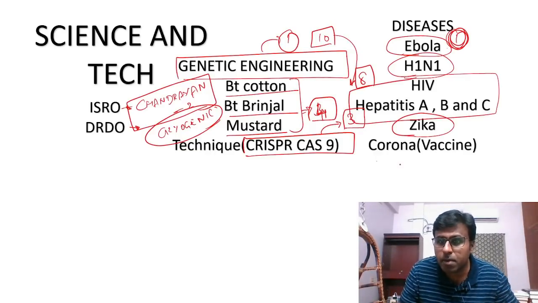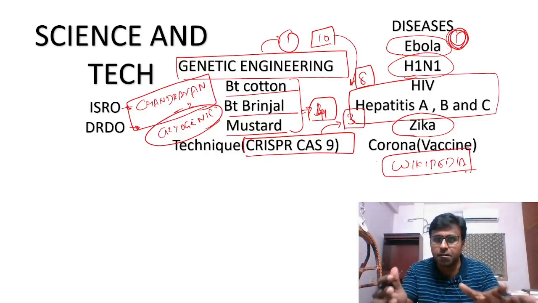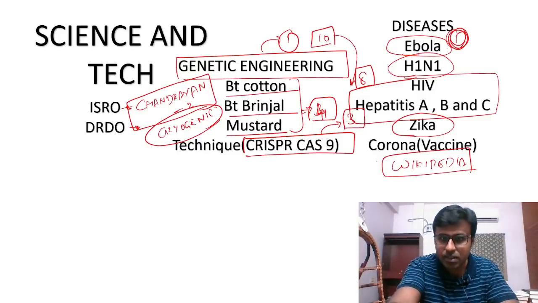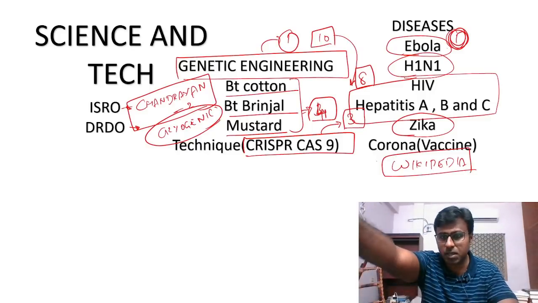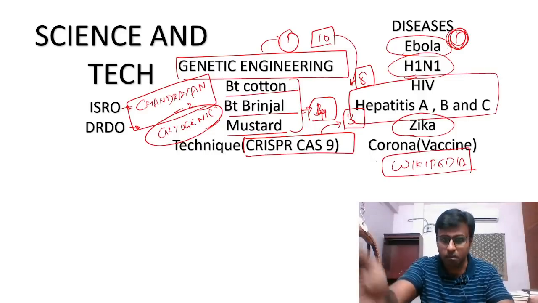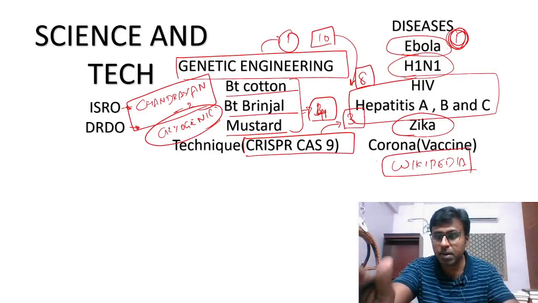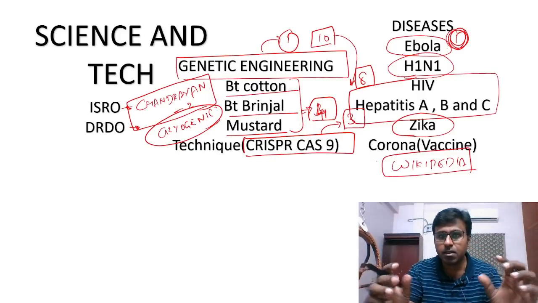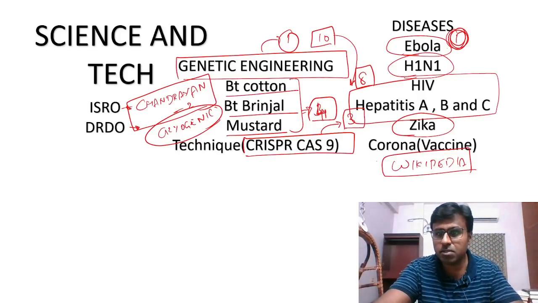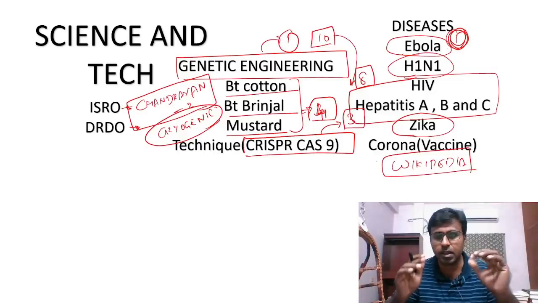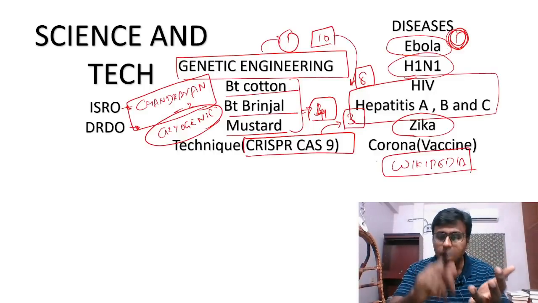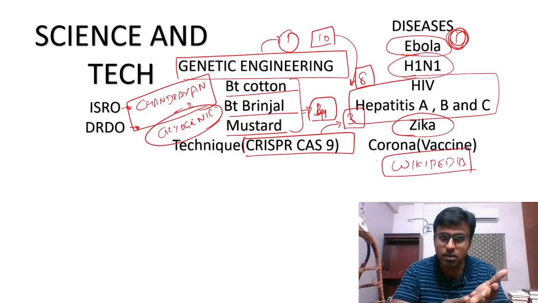See, where to go and read all these: universal Wikipedia, universal area for all these things. BT cotton you want to read, padinga. BT brinjal Wikipedia padinga. Mustard padinga. Okay, book la irundha book la padinga. Wherever you have read, please read it. But simple ah padinga. Don't research. Zika virus ku poi research பண்ணிட்டு இருக்காதீங்க. What is that virus, how it is transmitted, why it is transmitted.